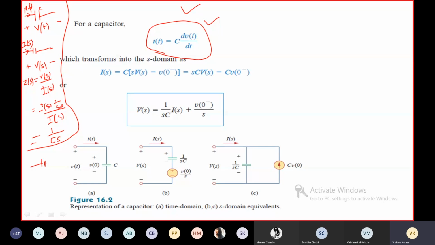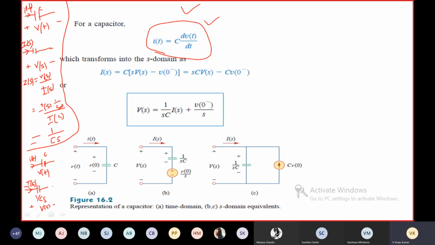This is in time domain. V of t is the voltage across the capacitor, I of t is the current flowing through the capacitor, and C is the capacitance of the capacitor. Coming to S domain or frequency domain. The impedance of the capacitor is 1 by Cs. V of s is the voltage across the capacitor, and I of s is the current flowing through the capacitor. This is the circuit model in S domain.